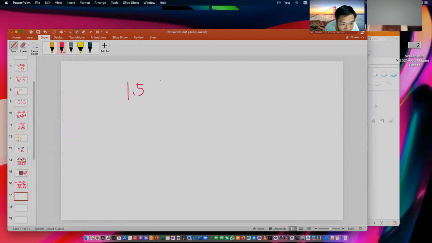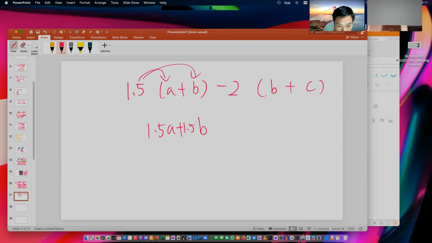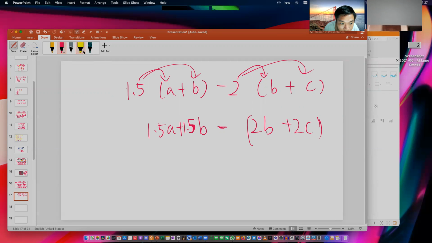So you have 1.5 times (a plus b), then you have minus 2 times (b plus c). Like I say, after this, you should get 1.5a plus 1.5b. Then after that, the minus sign is here, so you are going to move your 2 inside. So you end up with 2b plus 2c with the bracket. Your 2, you move it inside here, and here. So you end up with this.